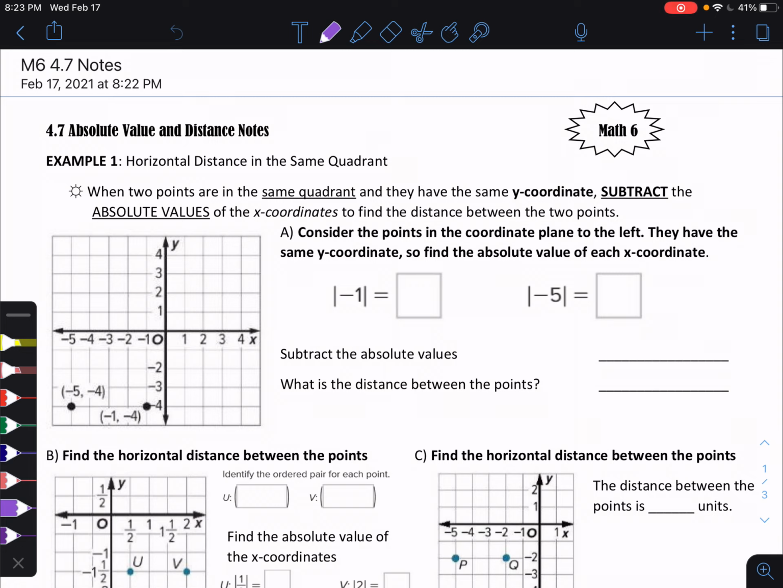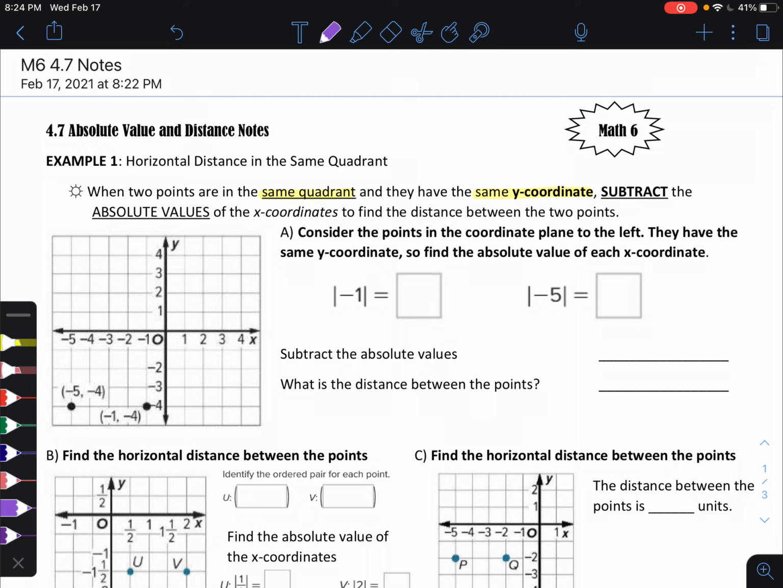So the first example, we are going to talk about horizontal distance in the same quadrant. So when the points are from left to right, and we're trying to find the distance between them, and they are on the same side of the x or y axis. So it says when two points are in the same quadrant and they have the same y coordinate, we're going to subtract the absolute values of the x coordinates to find the distance because the y coordinates are going to be the same. And there is clearly distance between them.